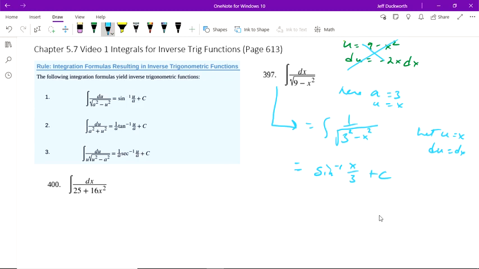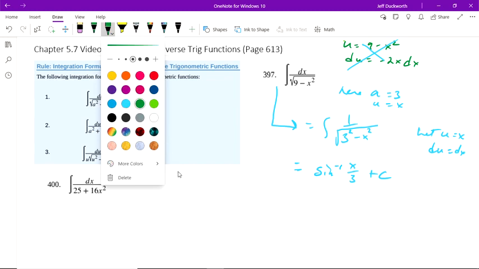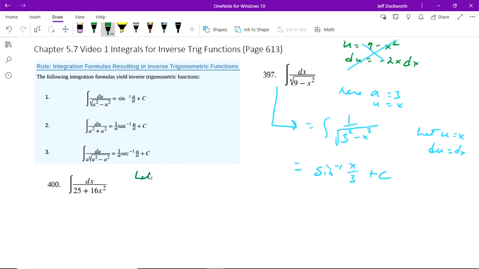Now say that instead of an x squared it was like 4x squared, something like that. Then our u would be 2x, and we would have a 2 to deal with because du would be 2 dx. In number 400 here, we'll show how that works. So we're going to let u equal, what do we have, 4x. So then this really equals the integral of 1 over 5 squared plus 4x quantity squared. And that should be dx, not du.